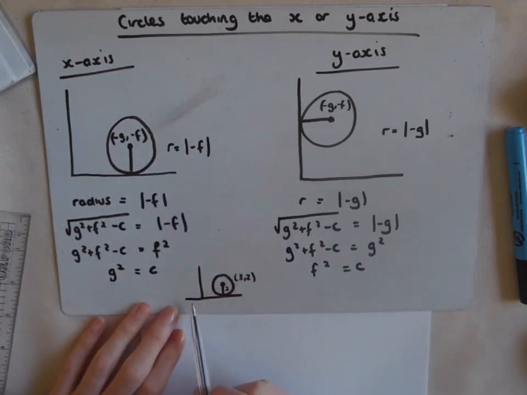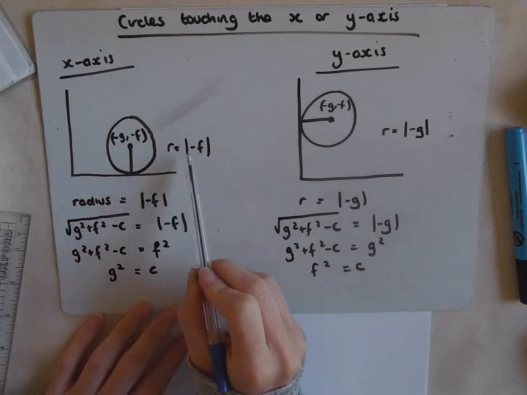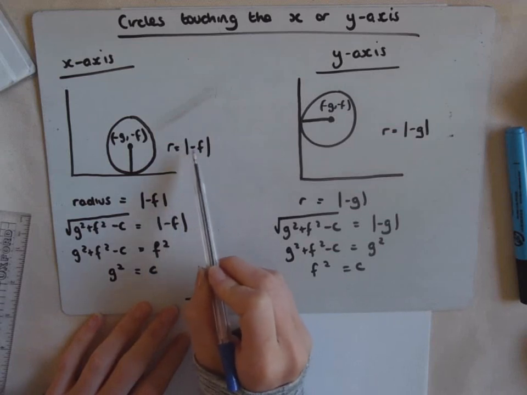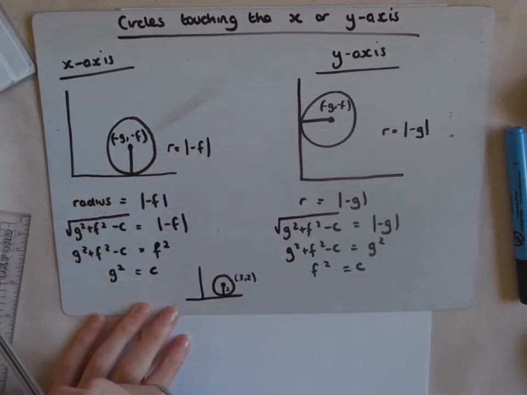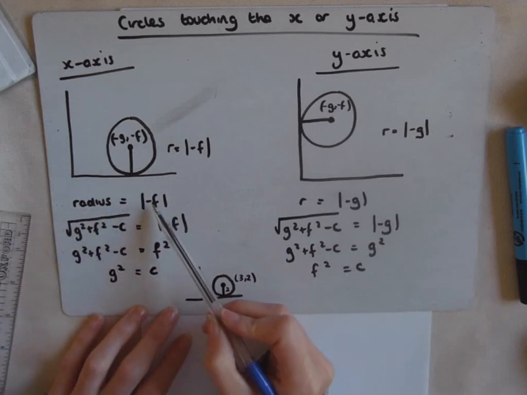If your centre is 3, 2, you went over 3 and up 2. So your radius is 2. Your radius is the absolute value of the y-coordinate of the centre. So your radius is the absolute value, the modulus, the magnitude of minus f. Okay, so it's just something you're going to learn off. The radius is the absolute value of minus f.